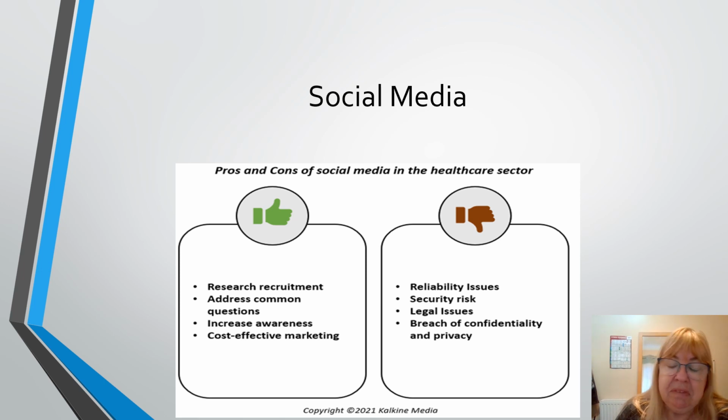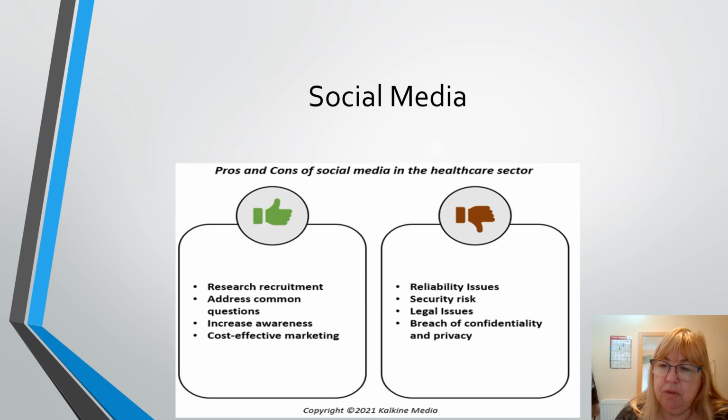Social media. Other issues about social media: reliability. You've got to make sure all the information that's on there is accurate. It can be a security risk because you can hack into it and then other problems can come. It depends, make sure how is your social media linked to other things. Make sure about the legal issues, particularly around confidentiality.